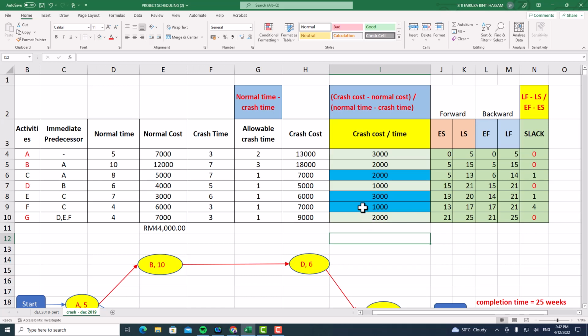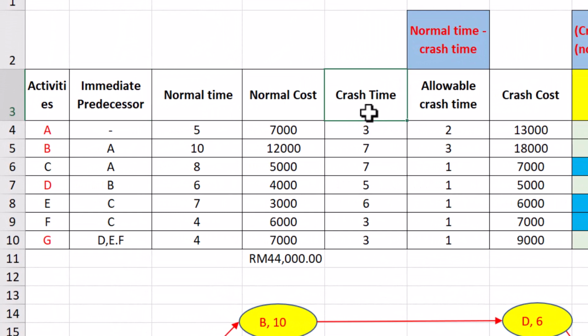Right, from the same question, you can see here the table shows the crash cost per time. So how to get the crash cost per time? The formula is cost divided by time. Before that, you need to calculate the allowable crash time: the normal time minus the crash time. For example, activity A, the normal time 5 minus 3, you will get 2. Meaning to say, only 2 weeks are allowable to be crashed.